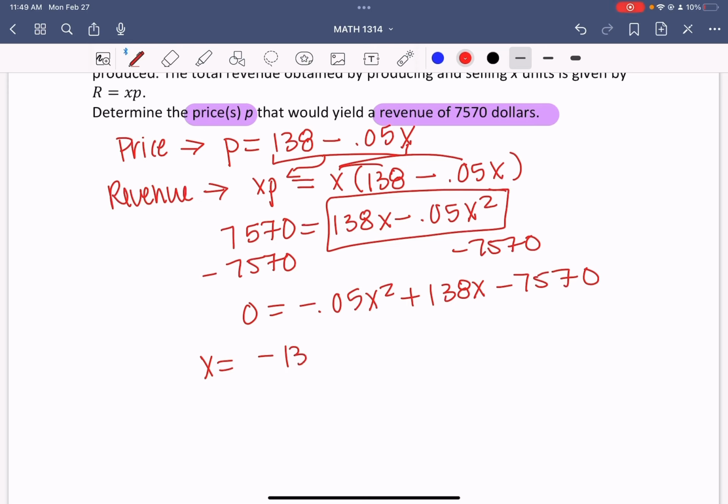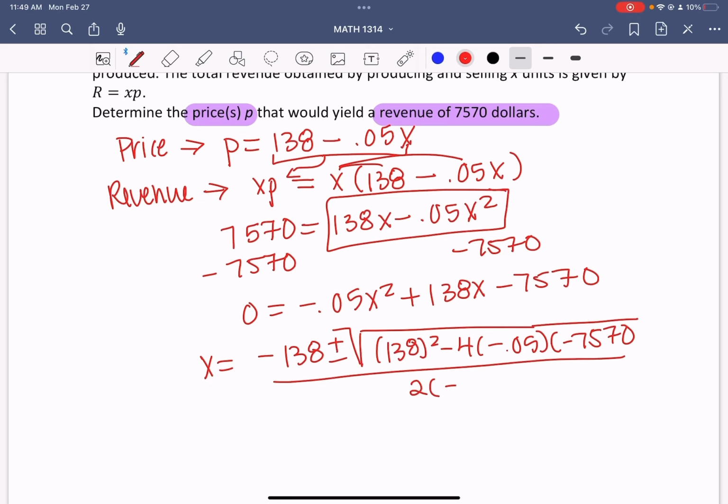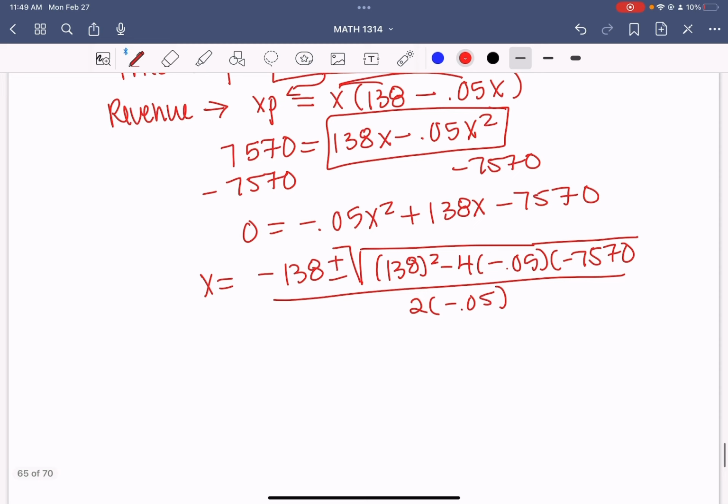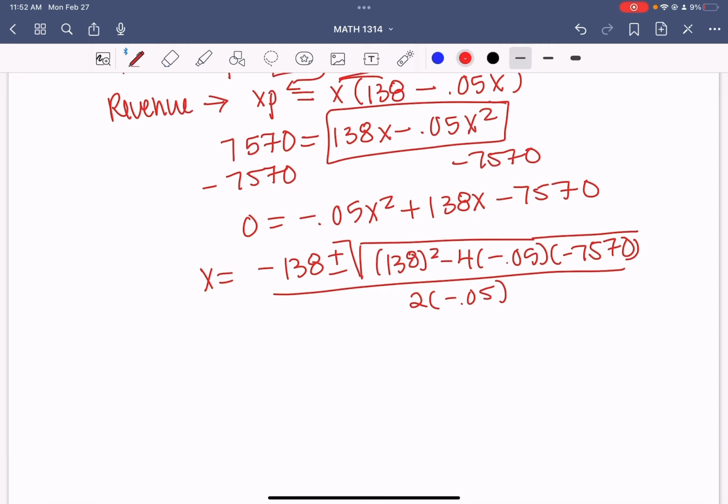So I'll say negative b plus or minus the square root of b squared minus 4ac. And like we've done before, if you need to take those steps and identify your A, B, and C, write your formula, do all those processes. But we've been doing it on repeat, so I'm just filling it in. When you plug this into your calculator, this gives you two values, 2704.009 units, as well as 55.991 units, because it's always going to give us those two answers.